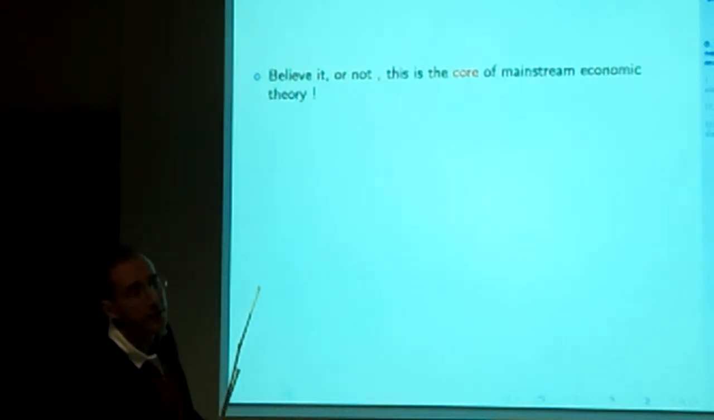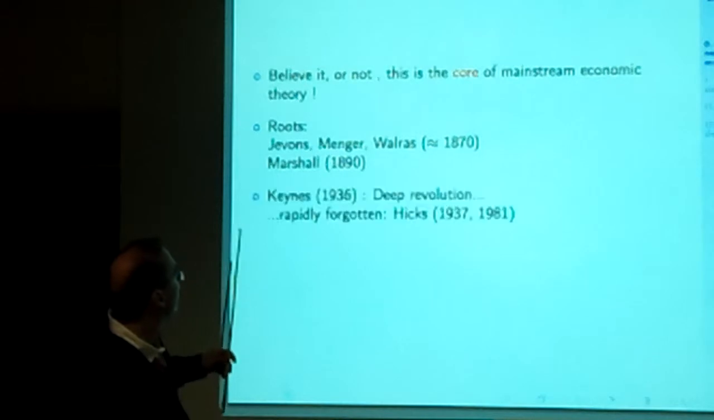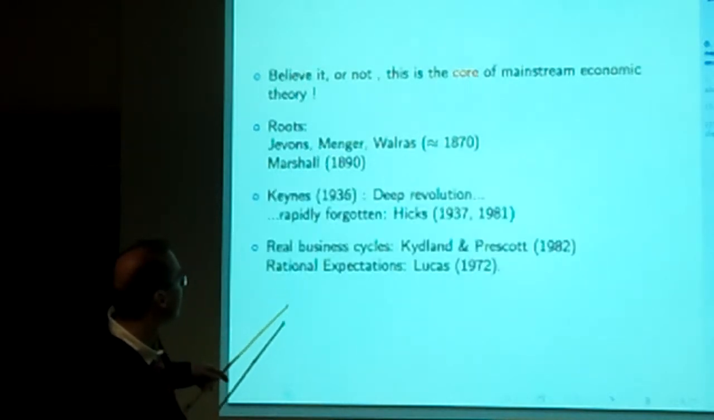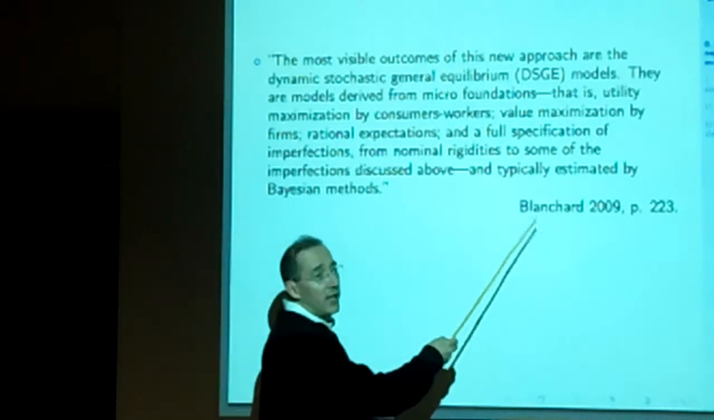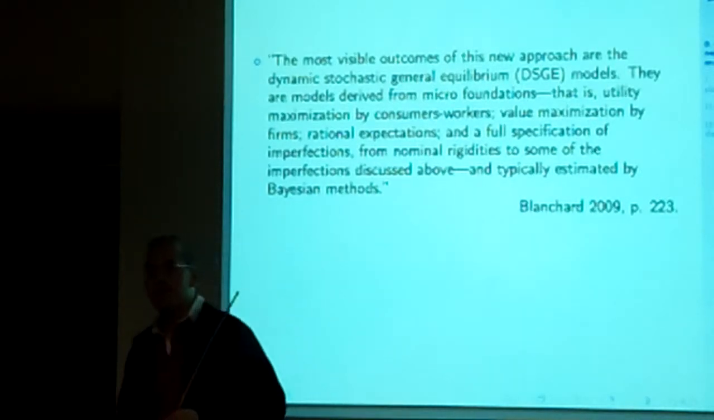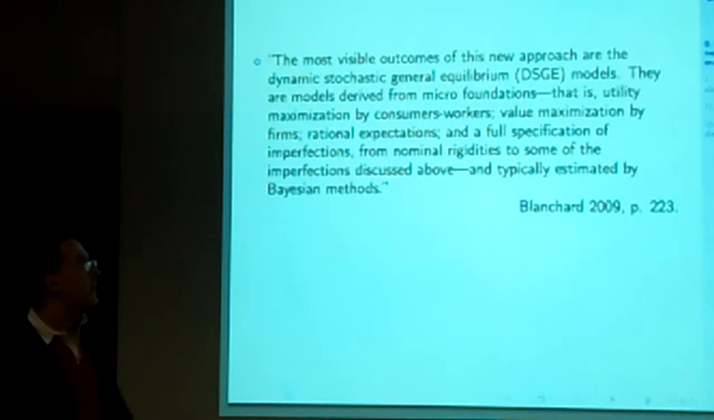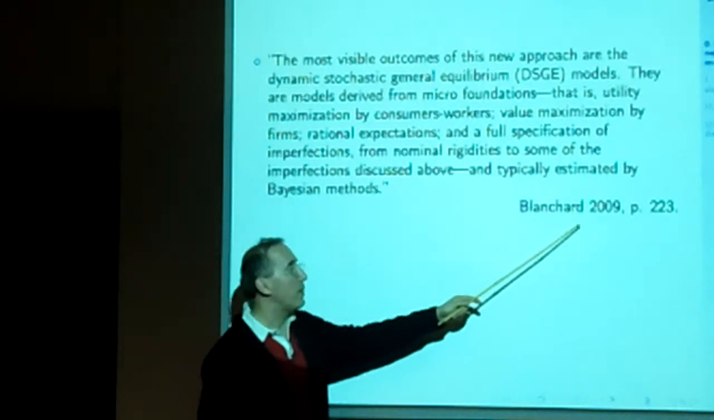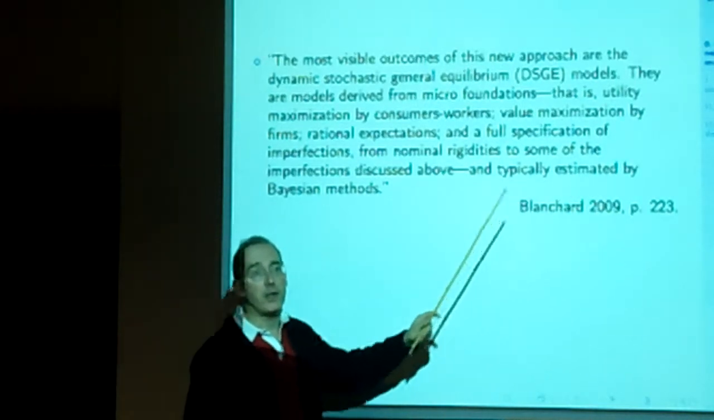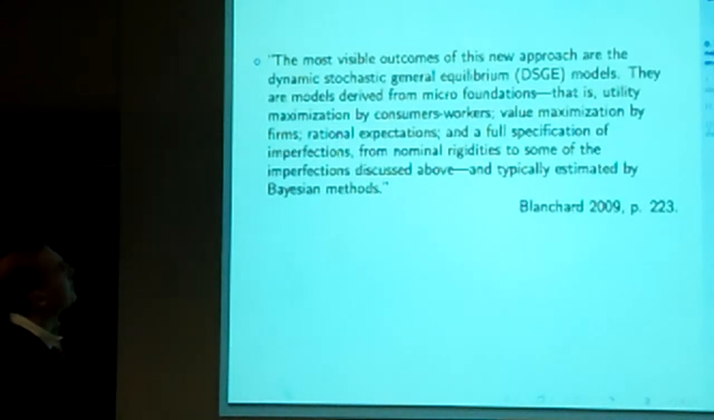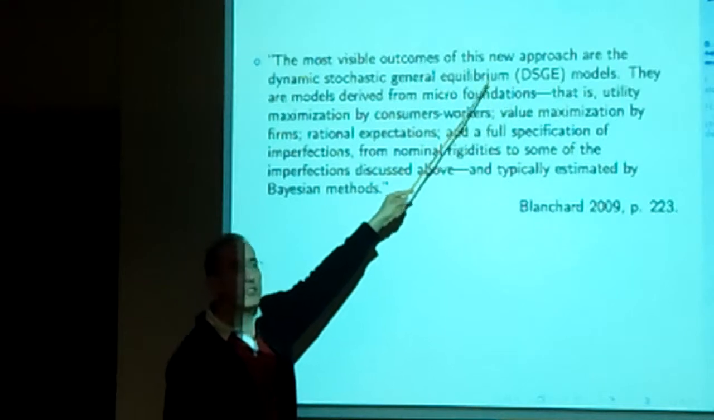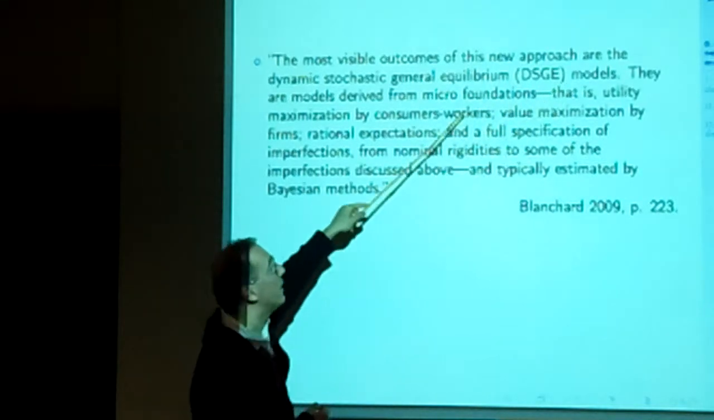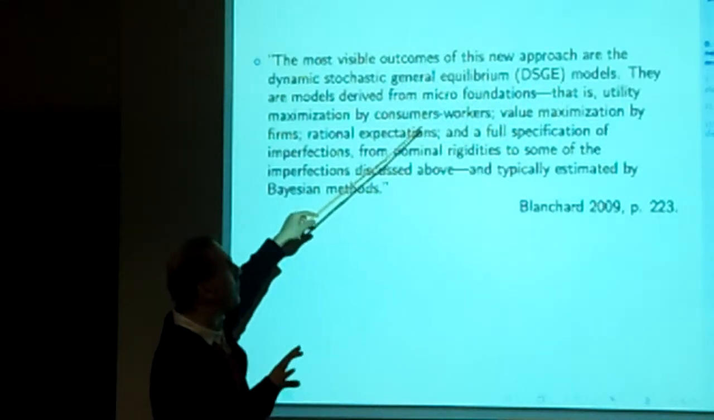So believe it or not, this is the core of mainstream economic theory. I don't have time enough to go into history, but this is a quotation by Olivier Blanchard, who, as you know, is the chief economist of the IMF, a French guy. This is what he wrote in 2009, after the crash of 2008. The most visible outcomes of this new approach are the dynamic stochastic general equilibrium models, DSGE models, that I just mentioned, okay? Entirely static models with no money.